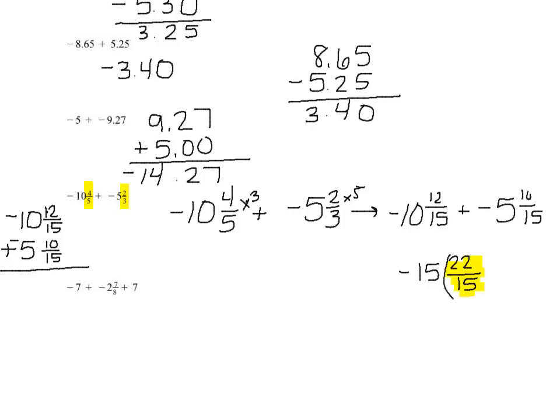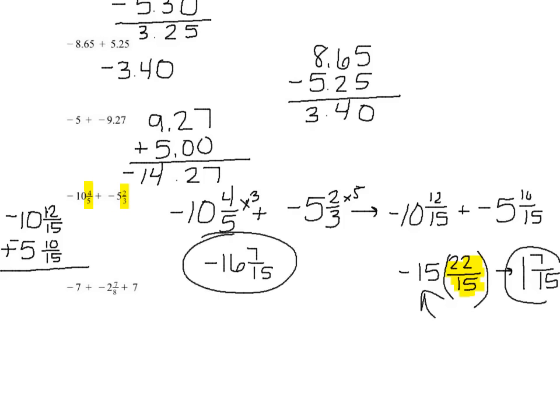So this portion right here would become 1 because 15 goes into 22 one time. And that leaves me with 7/15 left over. Then this portion has to get added to the -15. So -15 with an extra 1 gives me a -16 and 7/15. So that's the final answer. Those fraction ones can be a little bit more complicated and take a little bit longer.